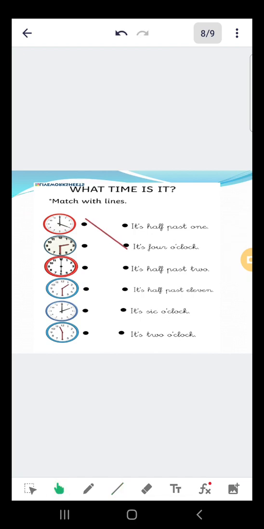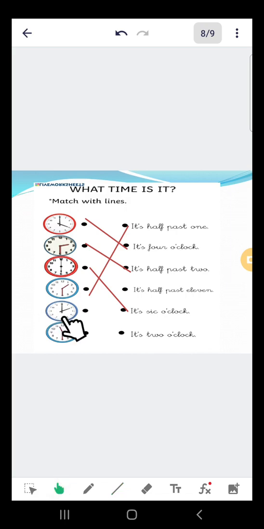The second clock represents 2:30 or 2 hours 30 minutes, or we can say it as half past 2. So here is the answer. Let us match. The third one, the clock represents 6 o'clock. Here is the answer. So let us match with 6 o'clock. Now the next one, here the clock represents 1:30, or we can say it as half past 1. Here is the answer. So let us match with half past 1.